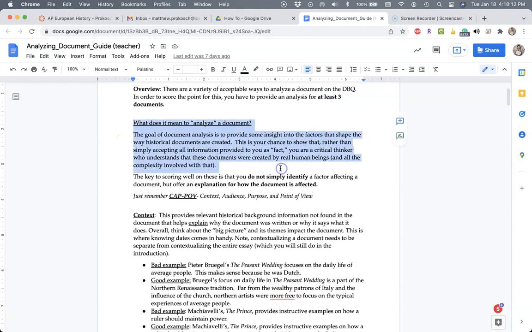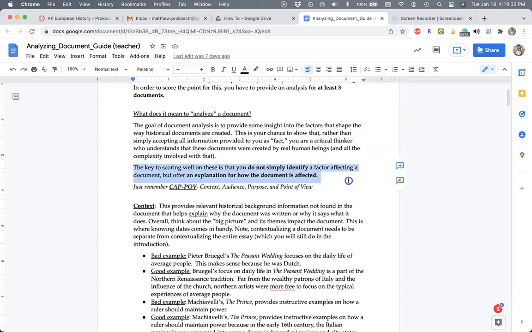What does it mean to analyze a document? The goal of a document analysis is to provide some insight into the factors that shape the way historical documents are created. This is your chance to show that rather than simply accepting all information provided to you as fact, you are a critical thinker who understands that these documents were created by real human beings and all of the complexity involved with that. The key to scoring well on these is that you do not simply identify a factor affecting a document, but you offer an explanation for how the document is affected. You do need to identify, but you also got to tell me why it matters, the how. That's always kind of the case in AP Euro.